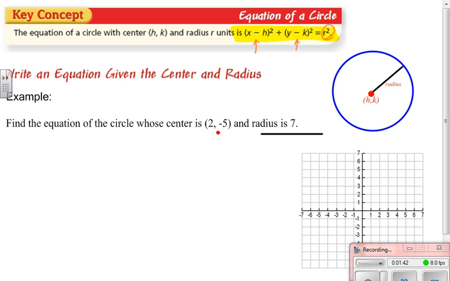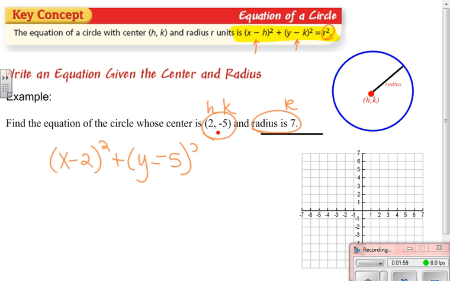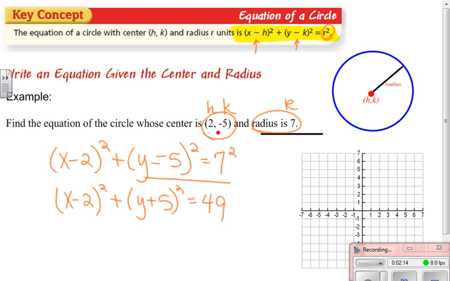So find the equation of the circle whose center is (2, -5). So there's your h and your k. Your radius is 7, so there's your r. So you plug things in. (x minus 2) quantity squared plus (y minus -5) quantity squared equals 7 squared. Clean it up a little bit. (x minus 2) quantity squared plus (y plus 5) quantity squared equals 49. And that is all you have to do.